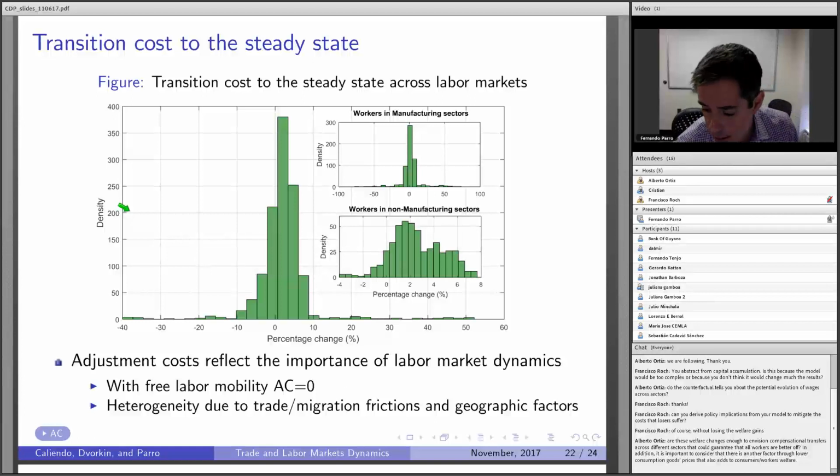Francisco, can you derive policy implications from your model to mitigate the cost? So I don't have this in the presentation, but in the paper we have a section where we study what the effects in the economy are if there is an increase in the generosity of the disability insurance, to try to smooth the negative adverse effects of the China shock.